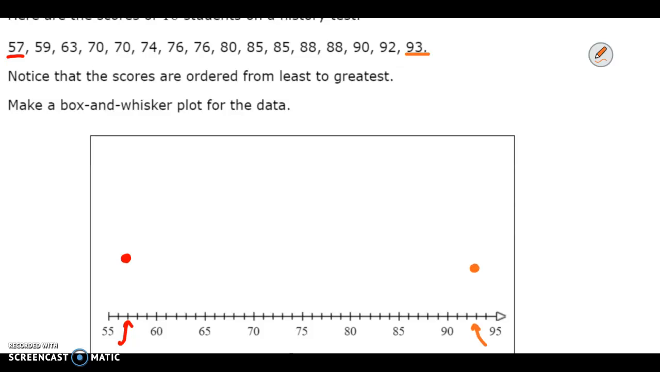So we're going to be right about there. So those are where your two whiskers are going to end up. Okay? So now the median is going to be the middle.